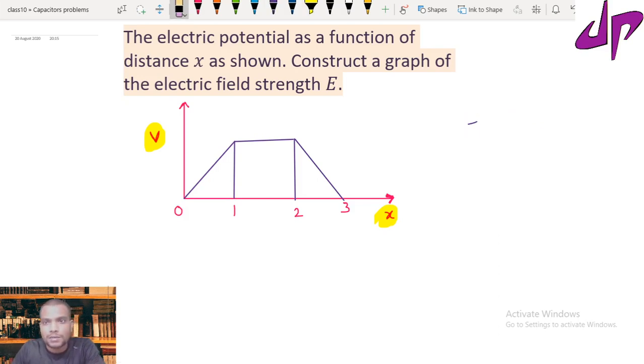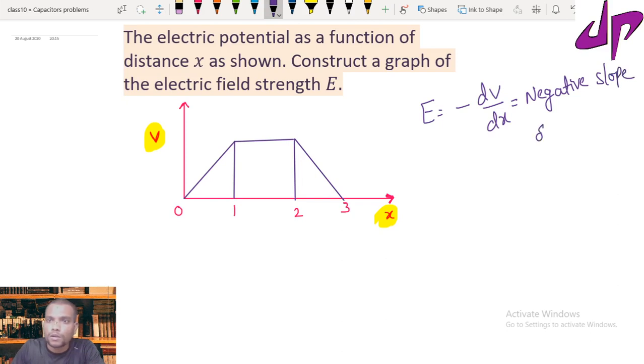To construct this, first we need to know the relation between electric field, potential and distance. We know that electric field E is equal to the negative of dV by dx, which you can also say is the negative slope of the V versus x curve. So here dV by dx is nothing but the slope.